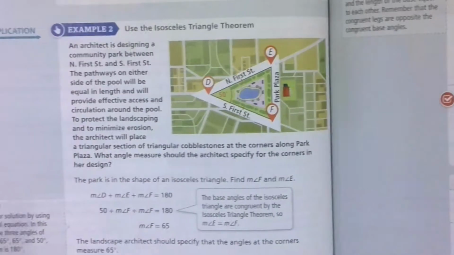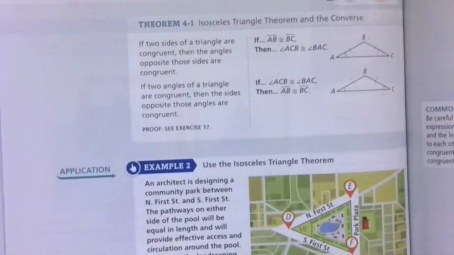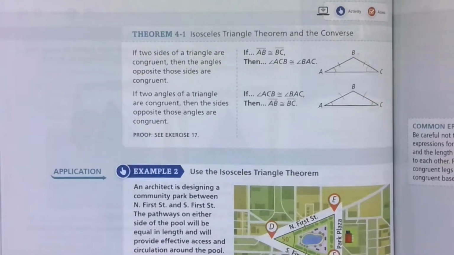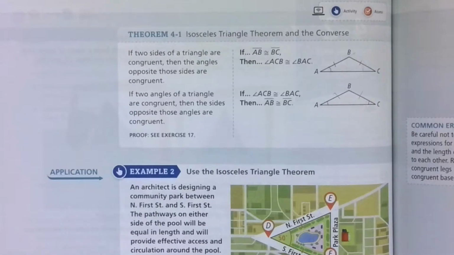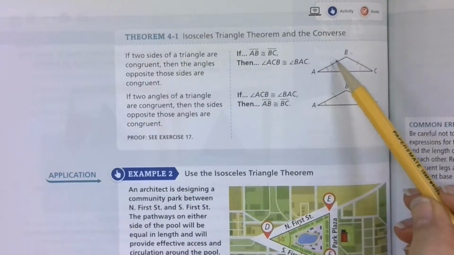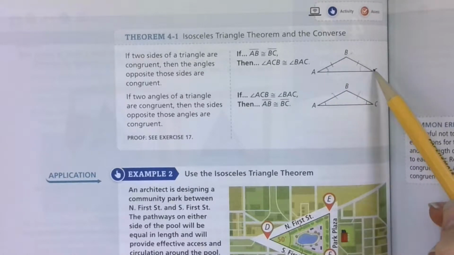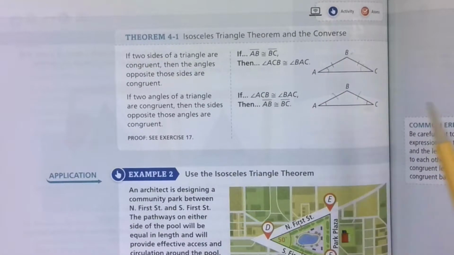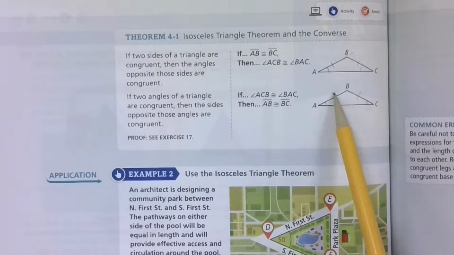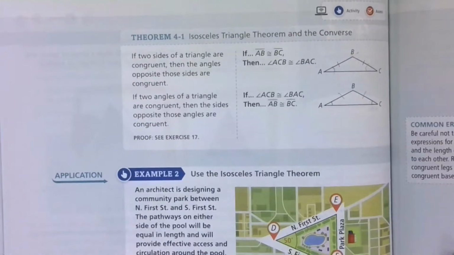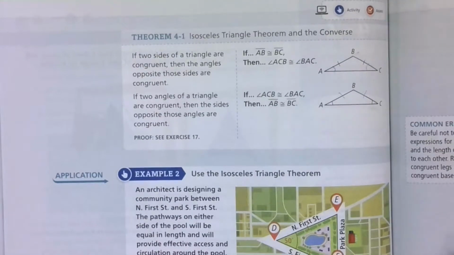Then let's take a look at your next theorem related to that, isosceles triangles and the converse. All they're saying here is if these two sides are congruent, then these two angles are congruent. If these two angles are congruent, then you know that the two sides are congruent. So that's where we get the converse in here.